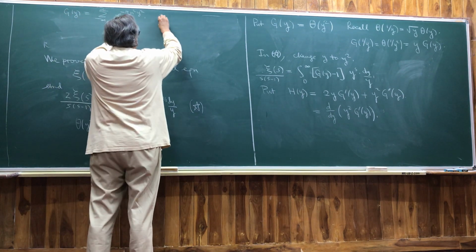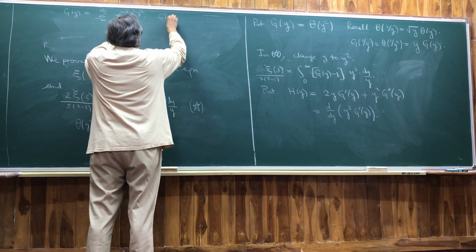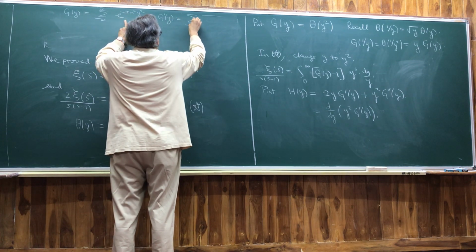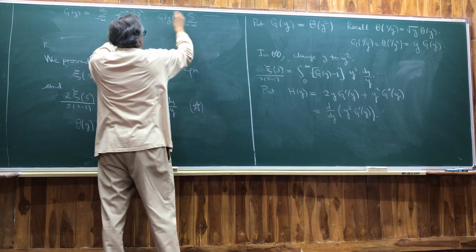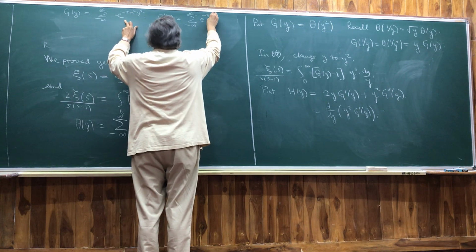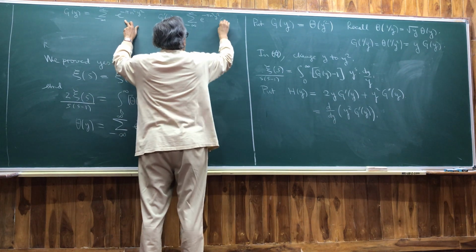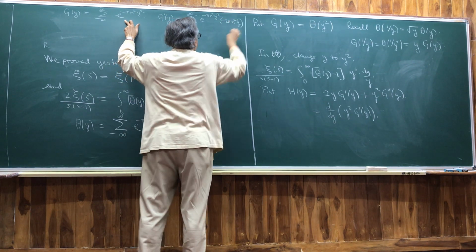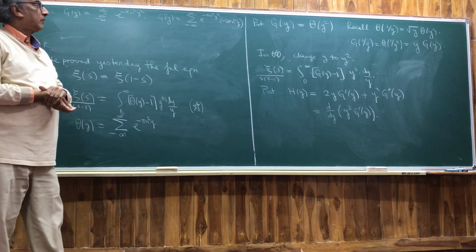So g prime of y is equal to what? I differentiate this thing with respect to y. And what do I get? Minus 2 pi n squared y, correct? That's what I end up getting.